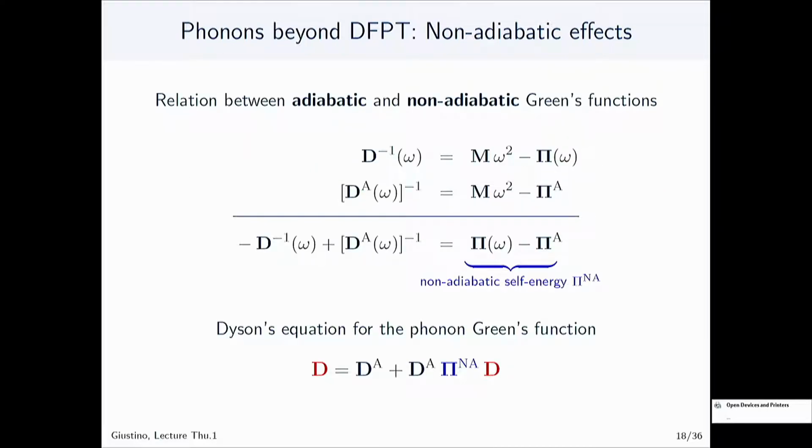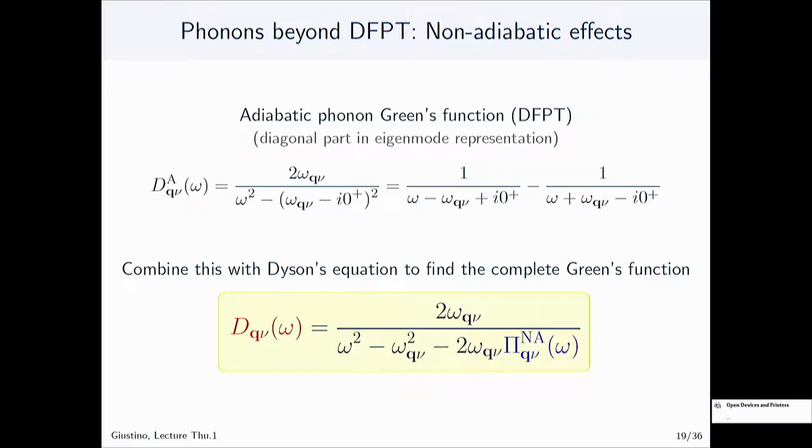Then using this expression here, I can work out what happens if I go beyond that, and using the same representation, by doing a little bit of maths, it's quite simple to show that you obtain the full Green's function, which is almost the same as this, but there is an extra bit, which is basically this non-adiabatic self-energy. So if I set this equal to 0, I recover this result only, which is the DFPT Green's function. And if the self-energy is non-zero, I get something different.